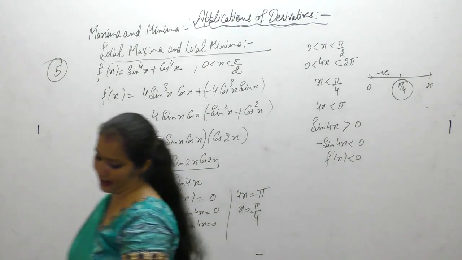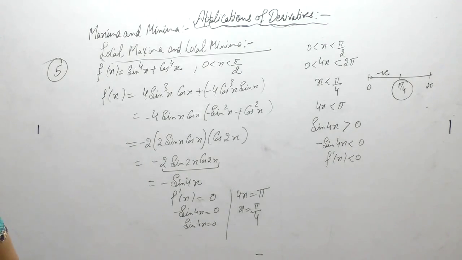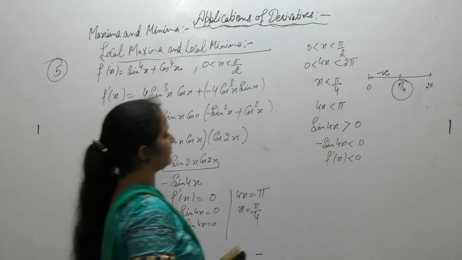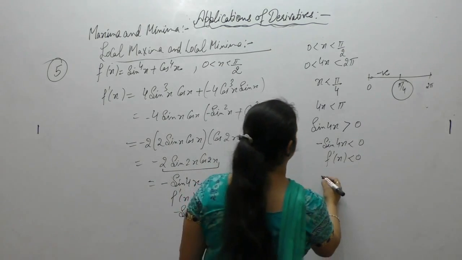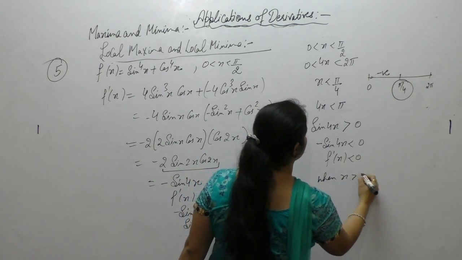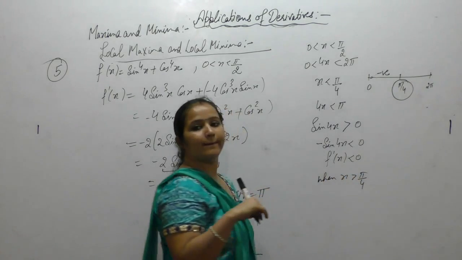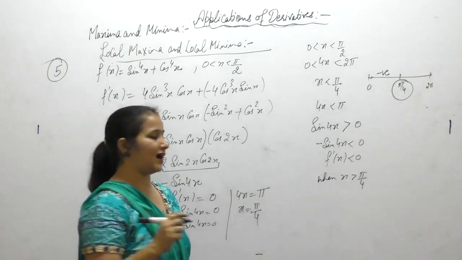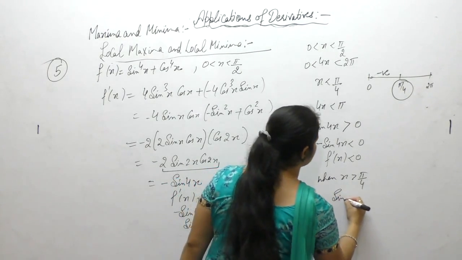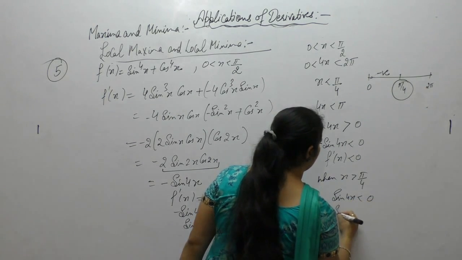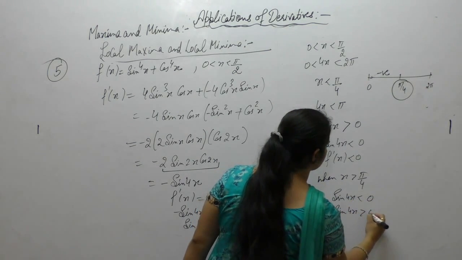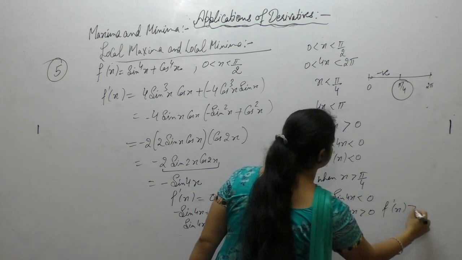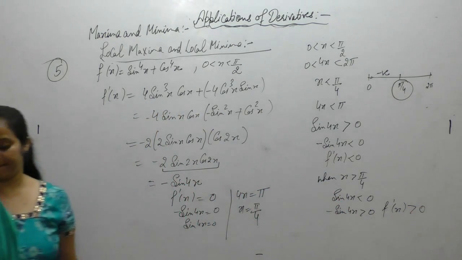When we look at values greater than pi by 4, when x is greater than pi by 4, up to pi the value of sin is positive. After that, sin is negative and minus sin 4x is positive. Clear?